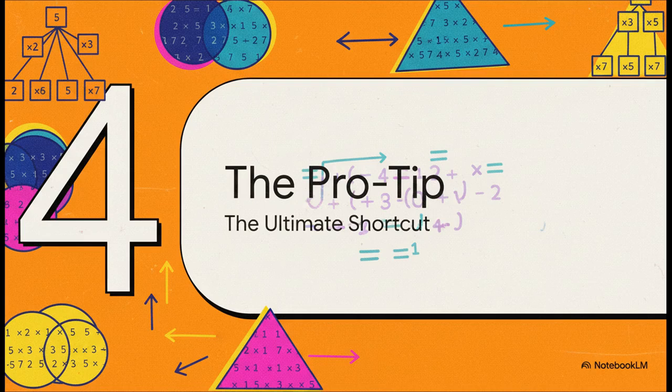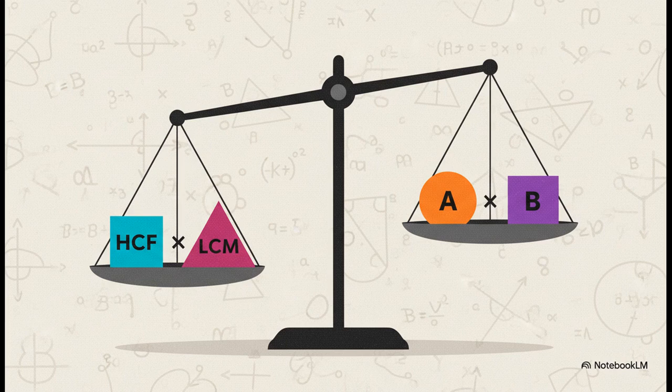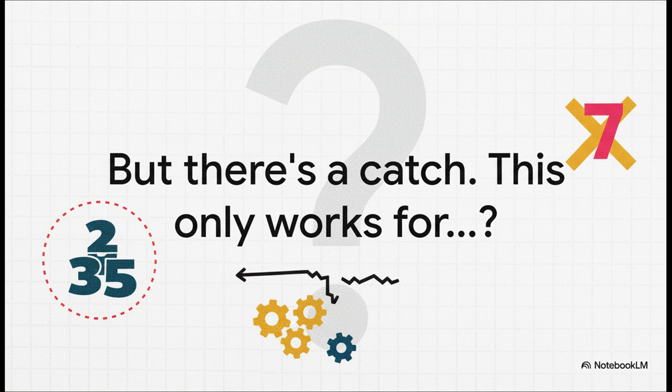So now that you've totally mastered the main method, it is time for a pro tip. There's this really cool relationship between HCF and LCM that can be an absolute game changer, a massive time saver. Check this out. For any two numbers, if you multiply their HCF and their LCM together, you get the exact same answer as multiplying the two original numbers themselves. It's an awesome shortcut. If you happen to know any 3 of these values, you can always figure out the 4th one. But you've got to be careful.